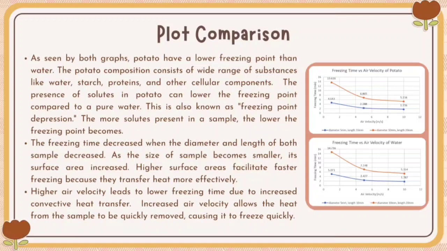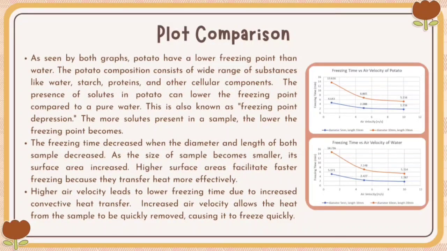Next is the plot comparison of the graph of freezing time versus air velocity of potato and water. As seen in both graphs, potato has a lower freezing point than water. This is because the potato composition consists of a wide range of substances like water, starch, proteins, and other cellular components. The presence of solutes in potato can lower the freezing point compared to pure water. This is also known as freezing point depression. The more solids present in a sample, the lower the freezing point becomes.